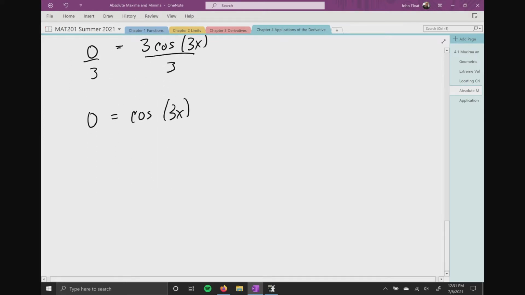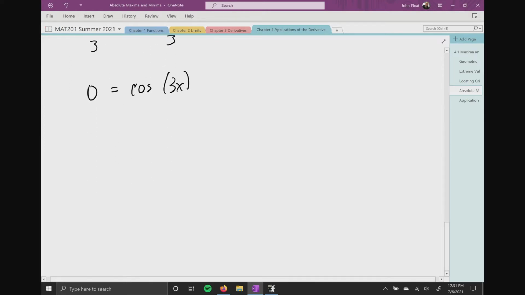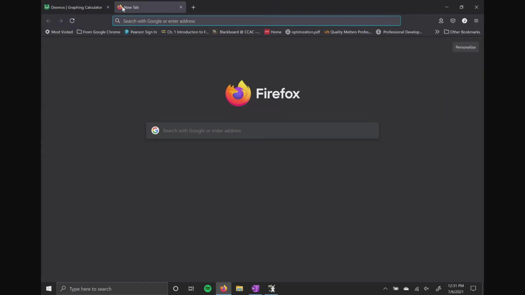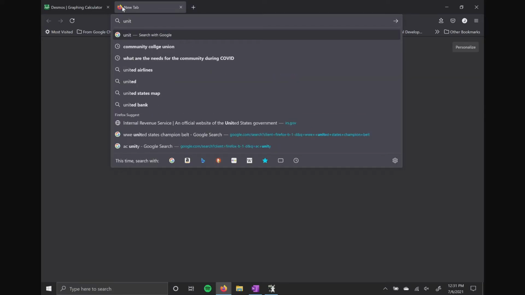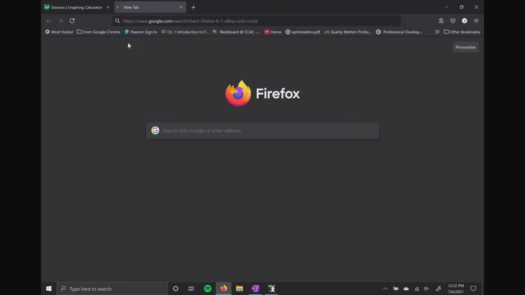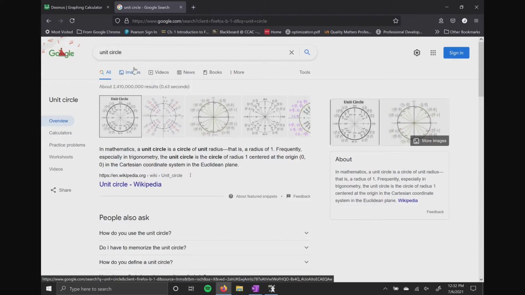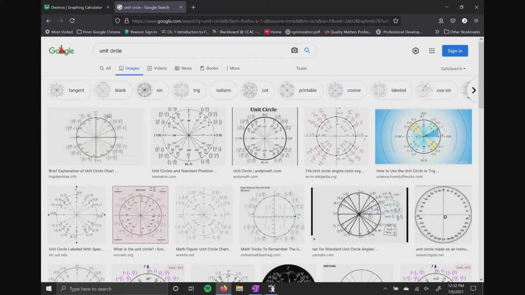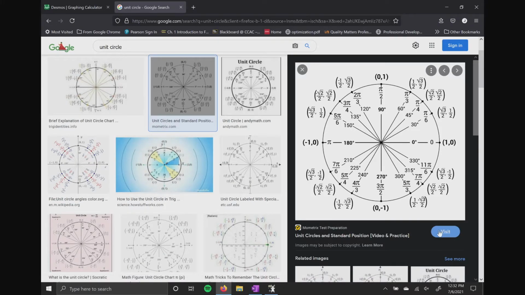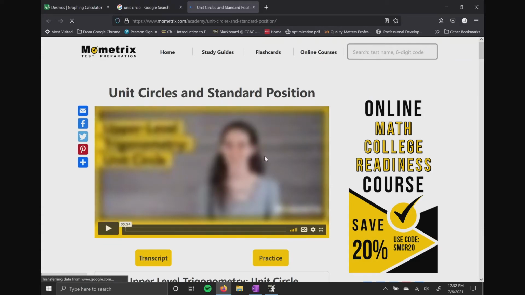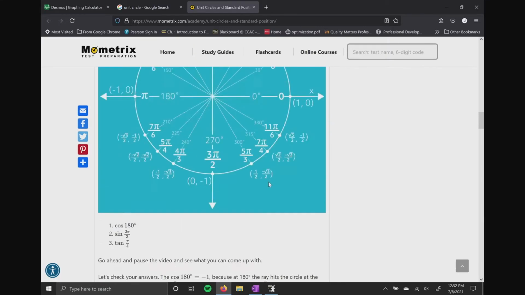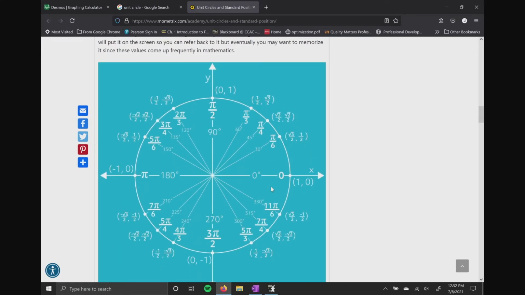Now, from here, you gotta remember your unit circle. So let me find us a unit circle real quick. We'll just go to images. And I think that this one's pretty nice. Unit circles in standard position. Perfect. All right, so here it is right here, all nice and clean and blue.